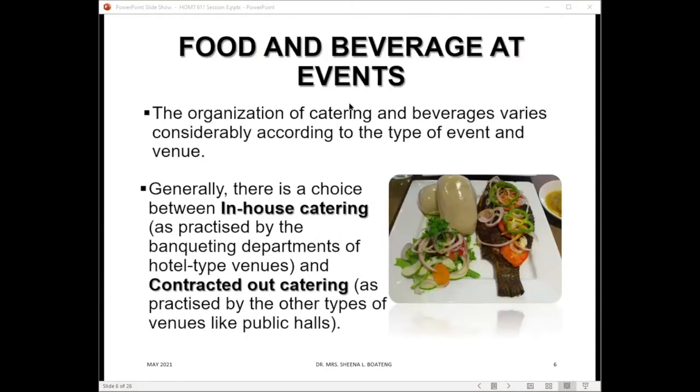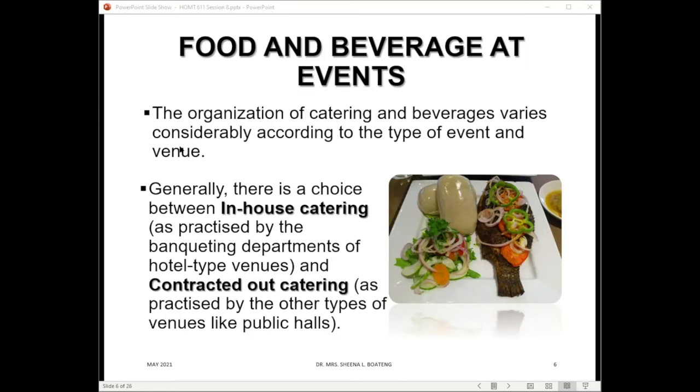So now that we have appreciated this, we need to know the fact that the organization of catering and beverages varies considerably depending on the type of event that you are organizing and the venue that you are organizing it at. So generally, if you are organizing an event, you need to think about, in terms of the food that you are serving and the beverage that you are serving, two types of services.